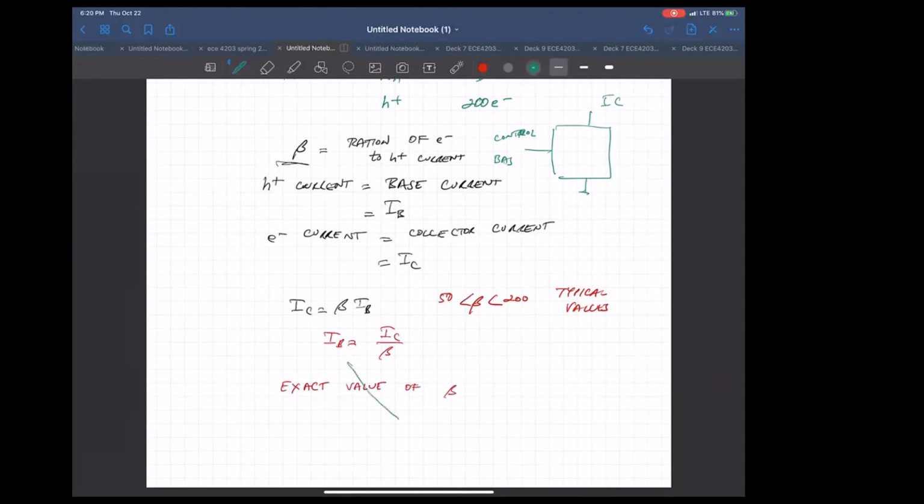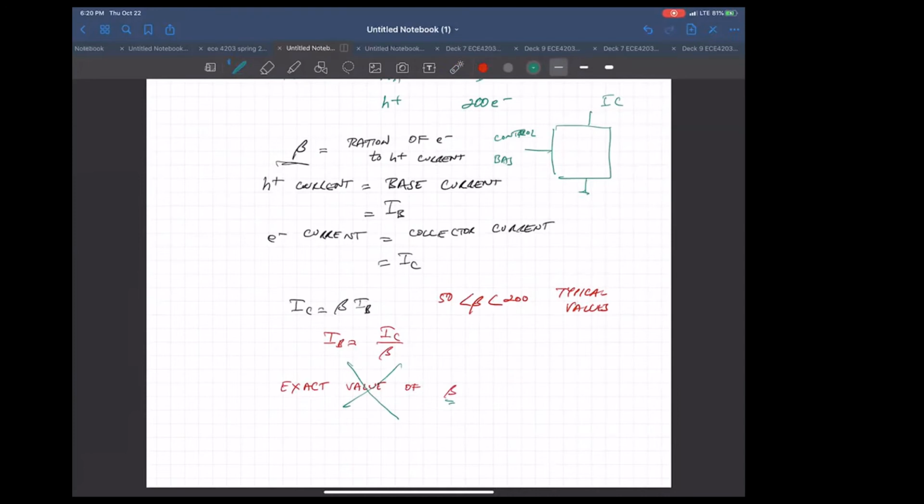That's like a really bad idea, because there'll be variations in beta. The key to designing these circuits is to not design them for one point, but this beta will be different slightly from transistor to transistor. Even the same part number, you buy the stuff from the same manufacturer, again, same part number, there'll be some variations in the beta.